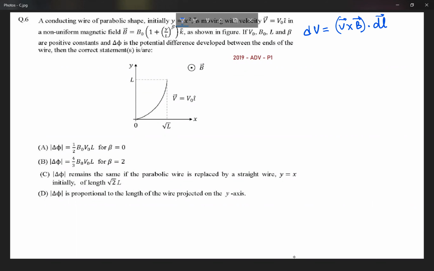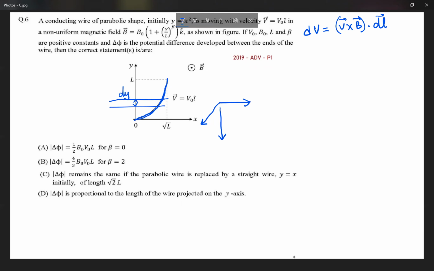So in this case, the conductor happens to be a curved conductor in a parabolic shape. If you take the velocity of the conductor, the velocity is towards the x-axis, in the positive x direction. The magnetic field is towards the z direction, in k cap. So V cross B is going to be in the downward direction. If you take a very small part of the conductor, you actually have to take the projection of the length on the y-axis, which will be equal to dy.